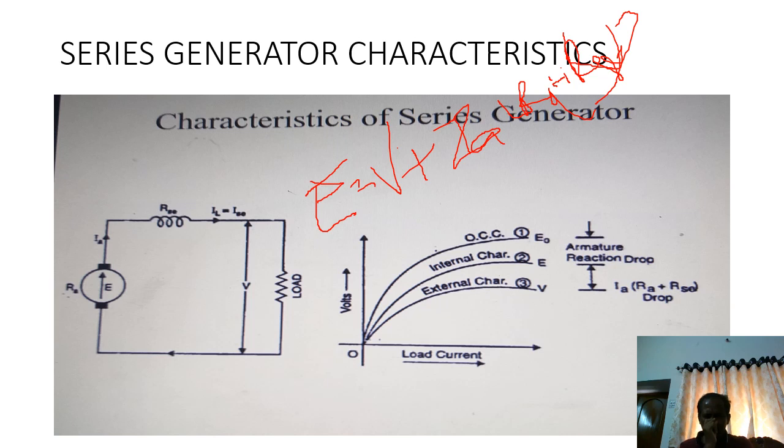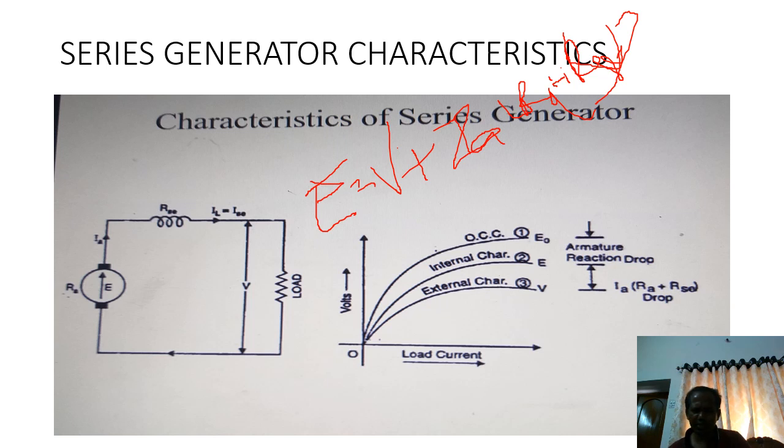Load current is initially 0 under no load condition, and the generated or induced voltage is also 0. When load current is small, it changes very slowly, and similarly the voltage also changes. Then you will get this curve.